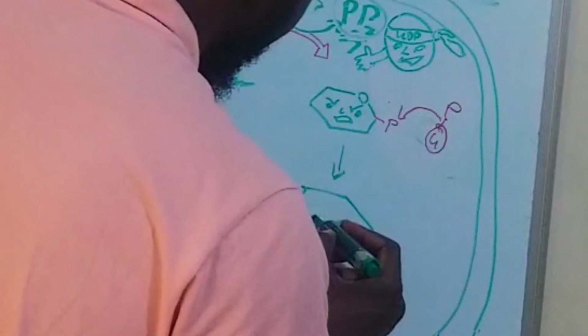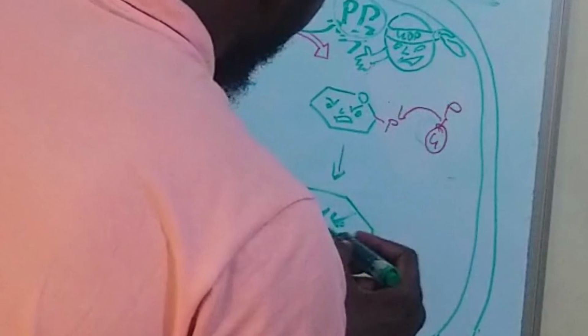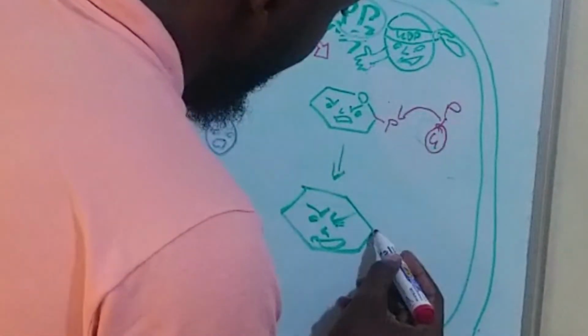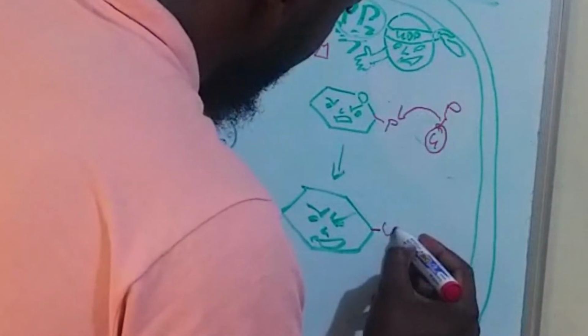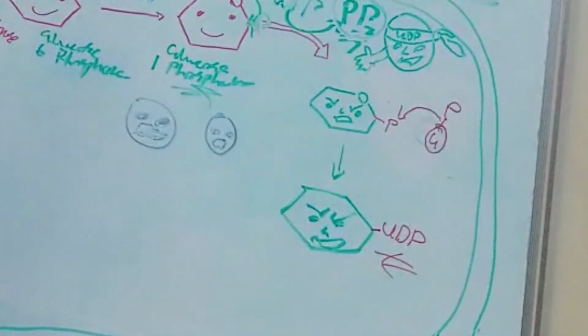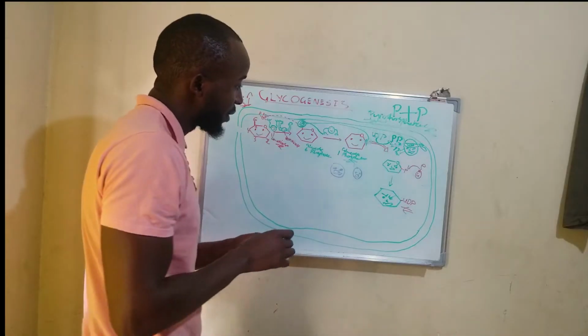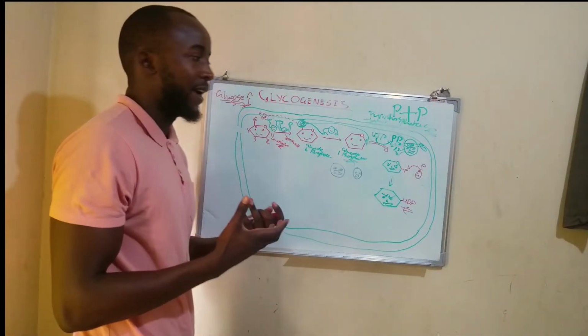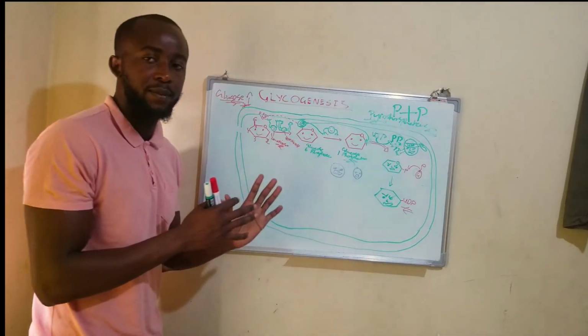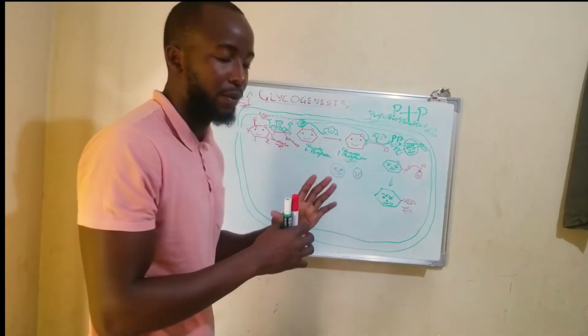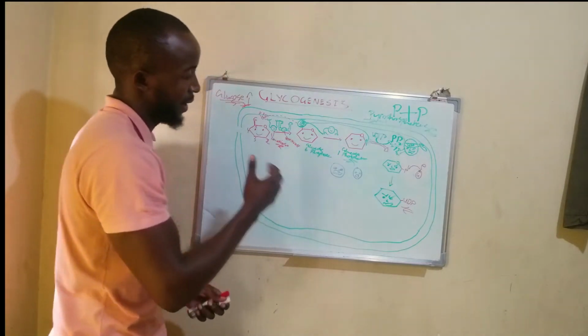Again, this guy is a bit upset, and I'll explain further on why I draw him in this manner. Yeah, so again, here at carbon atom number 1, there will be UDP attached, and again we said this is UDP glucose. In other literature, to simplify things, they say that this UDP glucose is the activated form of glucose. That's why I've drawn it in this manner to help you understand.